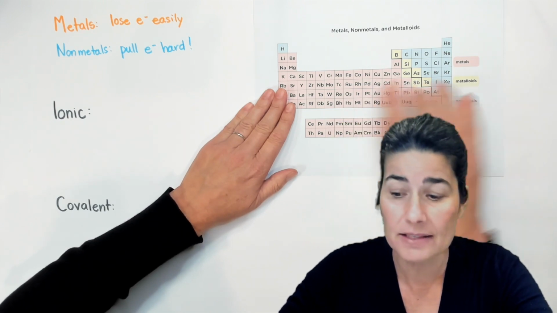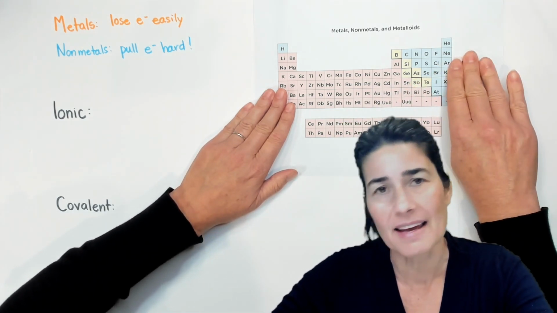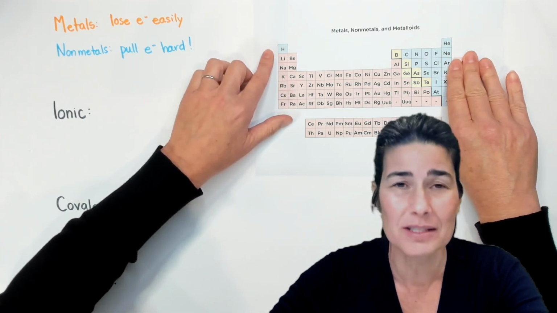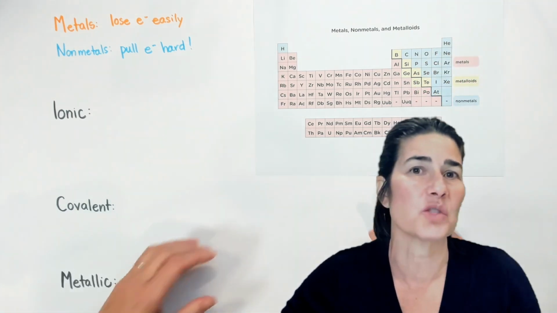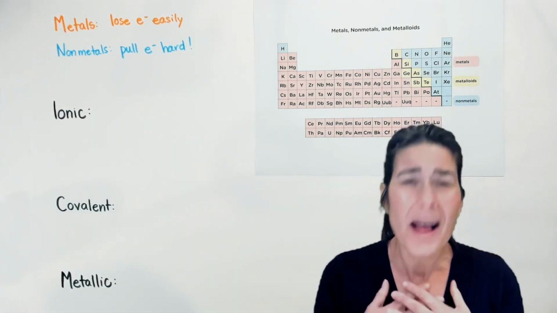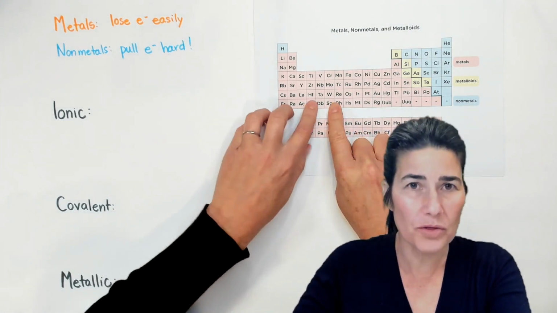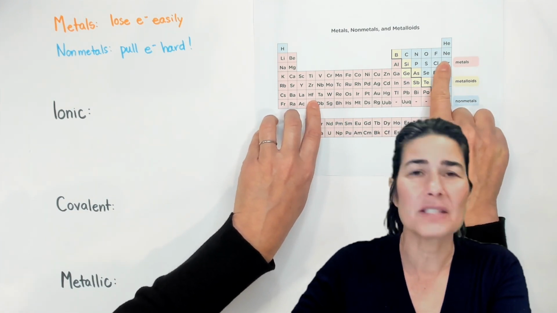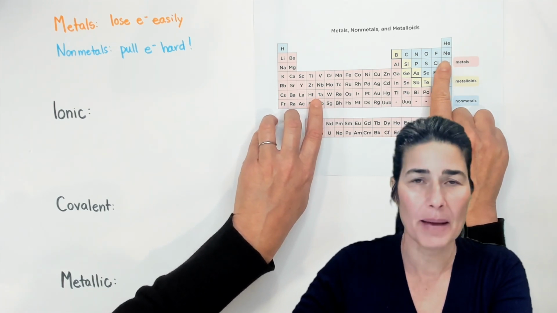In contrast, the blue nonmetals, which are over on the right-hand side of the periodic table, with the exception of hydrogen, hydrogen's a nonmetal, these elements hold their electrons really tight. They want those electrons held to them. So metals hold them loose, nonmetals hold them tight. What happens when we put them together? Let's start off with ionic compounds.